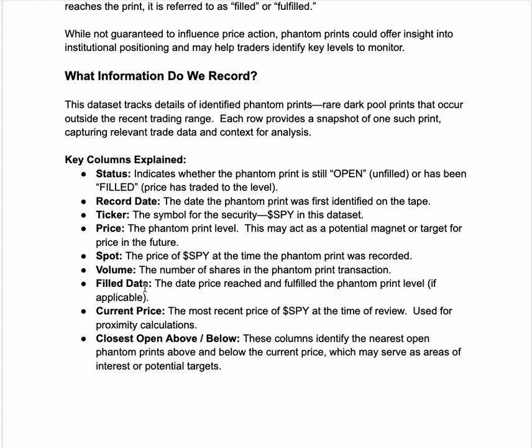The price is the Phantom print and the level that it was at. And then the spot is where SPY was trading at the time that the Phantom print came through. The volume is the amount of shares. The fill date is when we reach that level. And then the current price, I use that column for the calculations of the closest open above and below. This section, the above and below, is used to help you get a feel for what's around you in terms of potential targets.